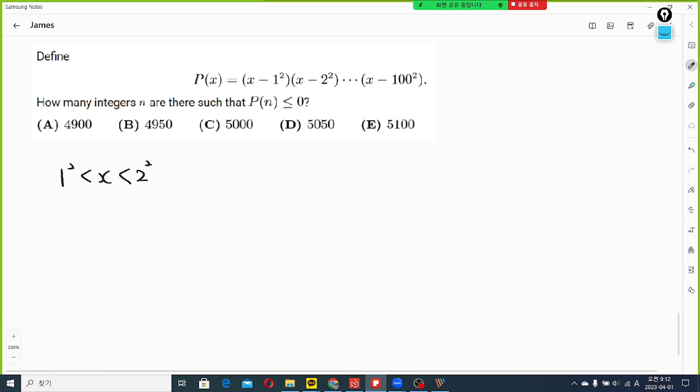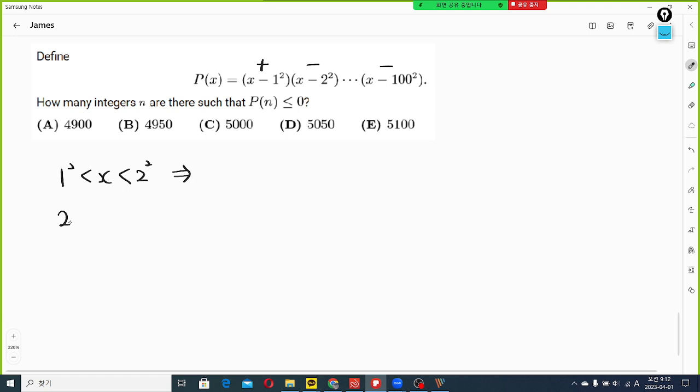Yes, this one is positive when x is between 1 squared and 2 squared, but the other parentheses all become negative. So the product of this makes positive or negative? Negative. So that's the x value we want. We want to find the values which make this function less than or equal to 0.